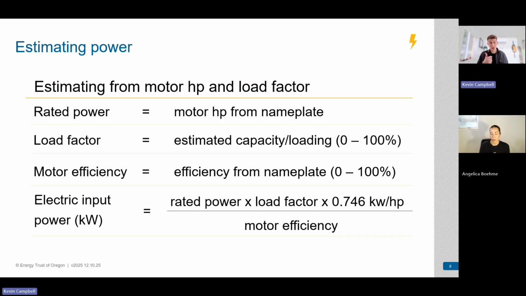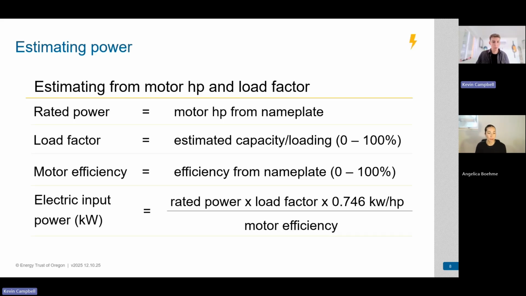What I should say is this is just one way of doing it. Another way you can estimate the input power to an electric motor is to actually collect some additional data, right? If you have an electrician on site and they can tell you what the typical running amps is for that motor, and you know what the voltage is, you can use that to calculate input power a little bit different way, usually a little bit more accurately as well.